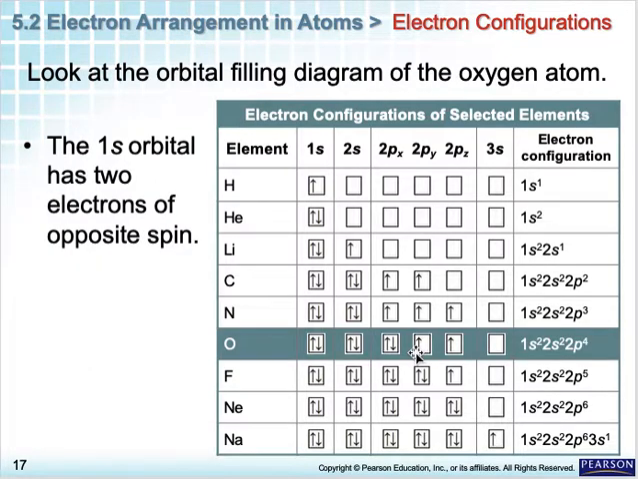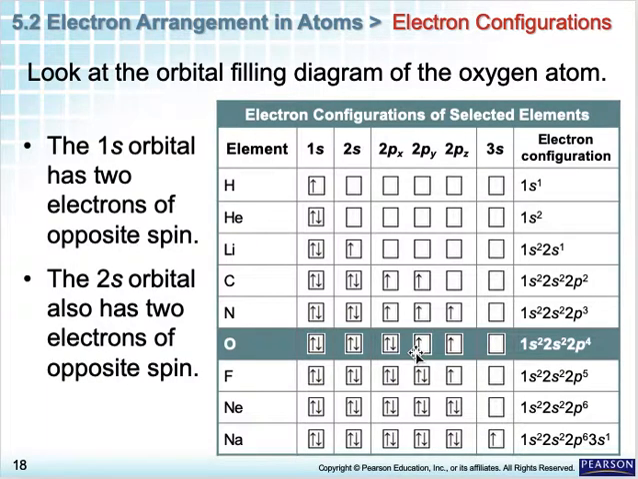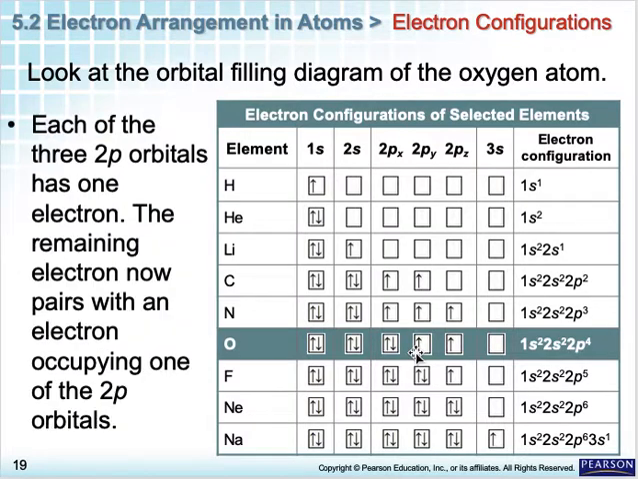So the 1s orbital has 2 electrons of opposite spin. Then the 2s orbital also has 2 electrons of opposite spin. And then in the 2p orbitals, we have 4 electrons. We put 1 each going up, and then that 4th one comes back to the very first one and pairs it up.